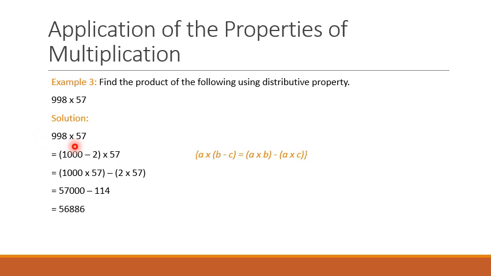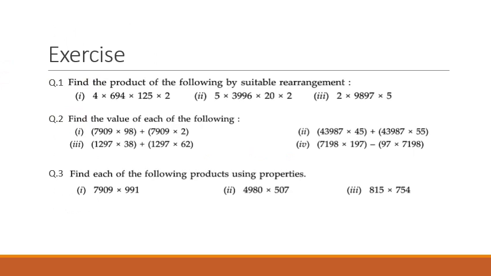Now this calculation is very easy as compared to the direct multiplication. If I multiply 998 by 57, it will take much more time as compared to this method in which we use the distributive property. So if any number can be written in this way, either in the form of addition or subtraction, then we can find the products easily using distributive property. So students, I hope you have understood various properties of multiplication of whole numbers. And now you would be able to solve this exercise.